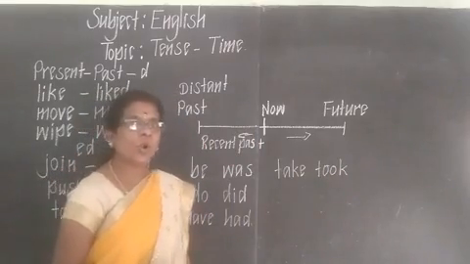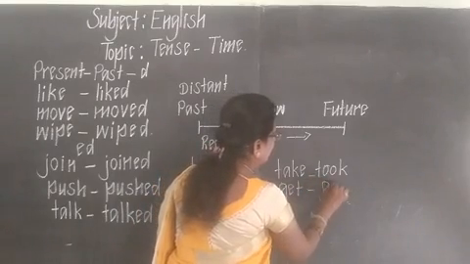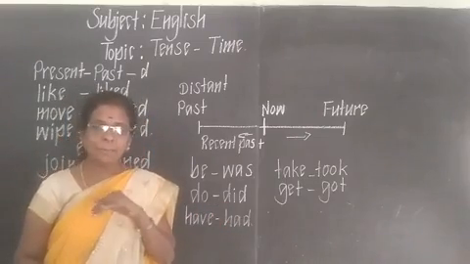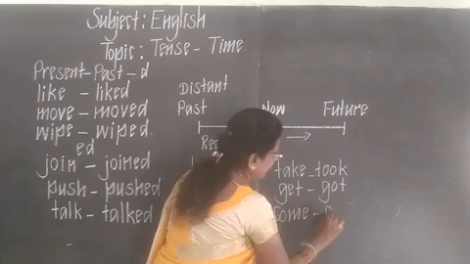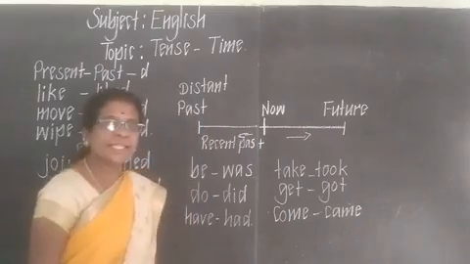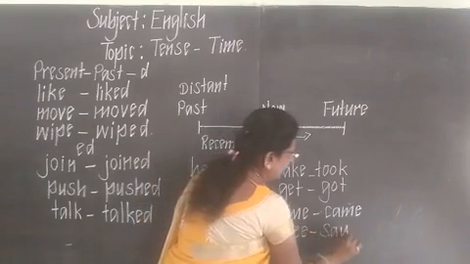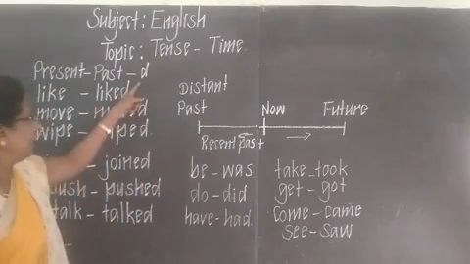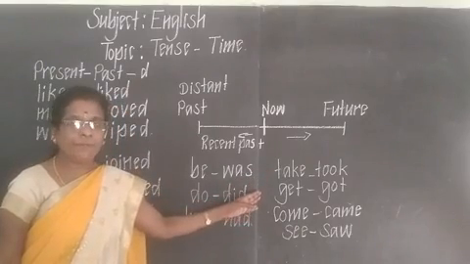Likewise, get, got. Get, got. See here, these are some irregular verbs. Come, came. Come, came. See, saw. See, irregular verbs do not end with D or ED or IED. Okay, children.